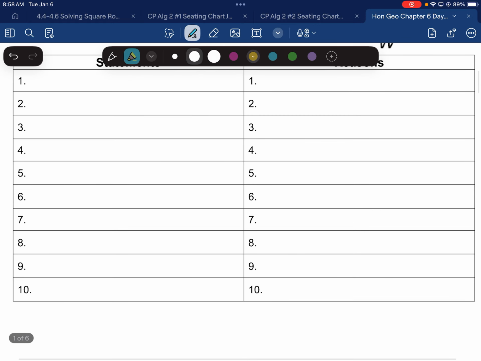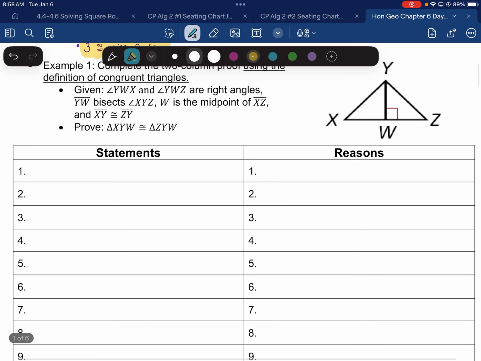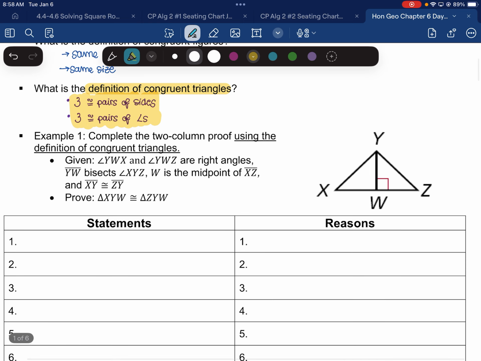Okay, so look, it's completely blank, and there's 10 steps, and that's probably extremely terrifying, right? Because you're like, where do I start? Where are we going? All right? What I need you to remember is this. We need to look for 3 congruent pairs of sides and 3 congruent pairs of angles, because this says write the proof using the definition of congruent triangles, okay? After today, you're going to be able to use your shortcuts, all right?